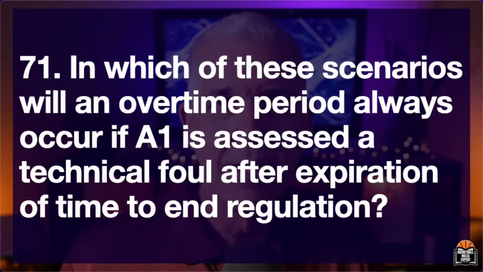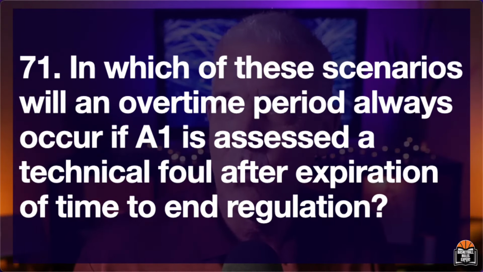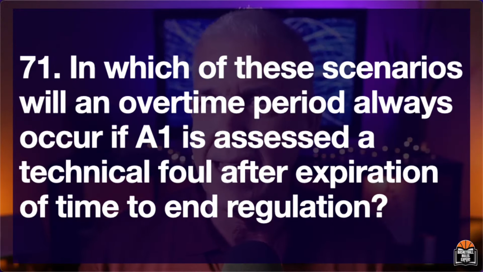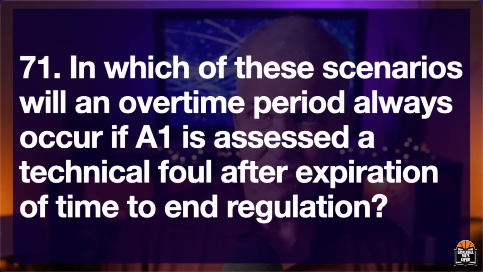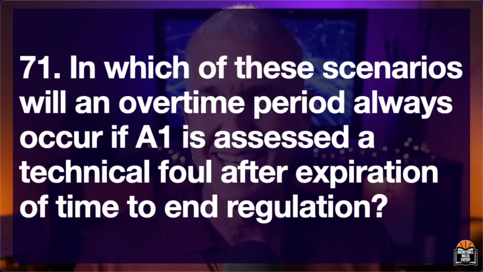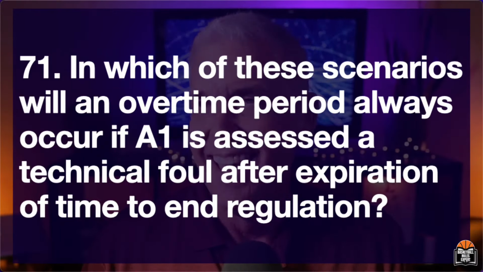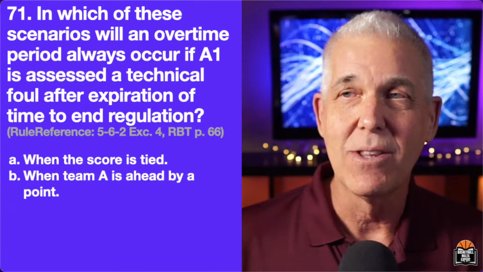All right. Our penultimate question: in which of these scenarios will an overtime period always occur if A1 is assessed a technical foul after the expiration of time to end regulation? Okay, so we have a tie game. The game is over and a player is assessed a technical foul. I've given it away. The correct answer here is A, when the score is tied.